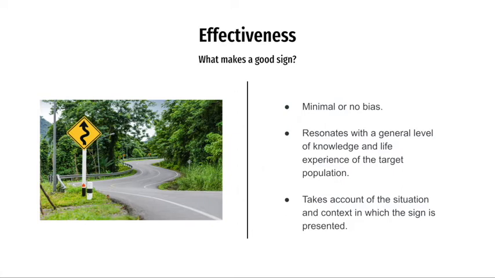As you can currently see on the screen, there's a sign about navigation when you're traveling on a road. You can see it is very minimal, straight to the point. It's yellow, outlined in black, but it gives you that little squiggly line to show you that there are some curvatures amongst the road. This is a good sign because it is minimal, it shows a general level of knowledge, and it also takes into account the situation.